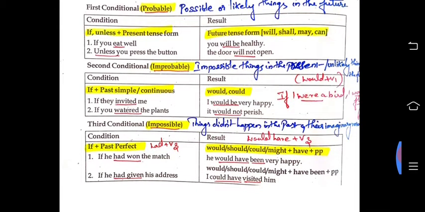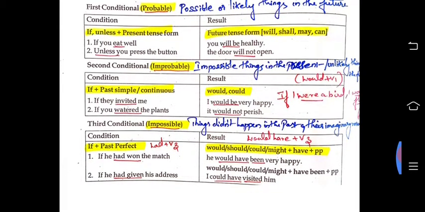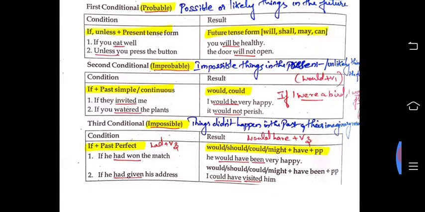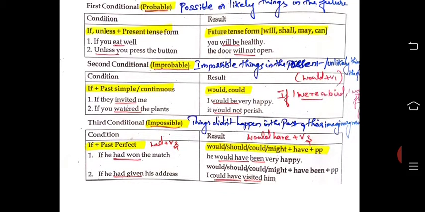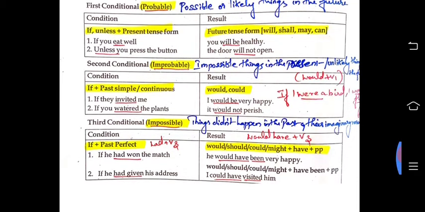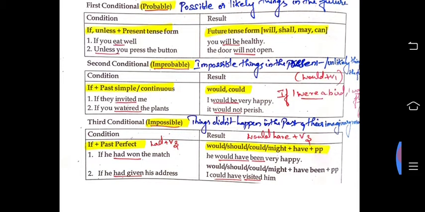Okay. And then second conditional. Improbable or imaginary. I told you, not impossible things in the present. Okay. See here. Would plus verb 1 in the result we should use. If they invited me, I would be very happy. If you watered the plants, I would not perish. If I were a bird, I would fly.